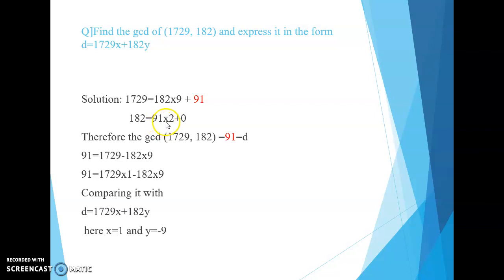182 is equal to 91 into 2 plus 0. Therefore, the GCD is the number that I have highlighted. It is equal to 91. Now, I have reversed the steps.